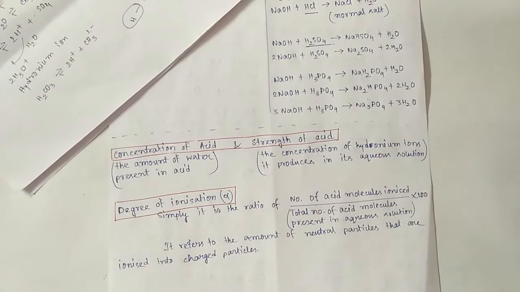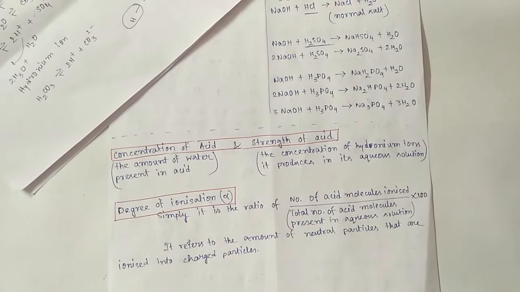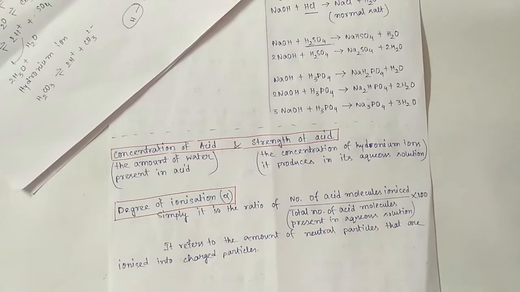So you can say that when we have H2SO4, it produces 2 H plus, or 2 hydronium ions, per molecule. That is why it is stronger. Whereas HCl can only give 1 hydronium ion. That is why it has less strength than H2SO4. So now move on to degree of ionization. Actually, it is the ratio of the number of acid molecules ionized to the total number of acid molecules present in aqueous solution, multiplied by 100.